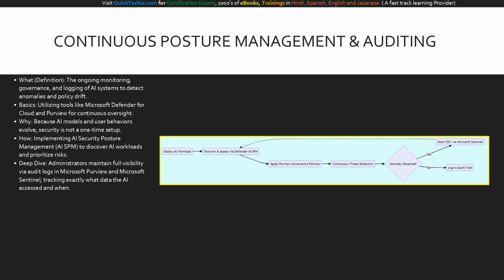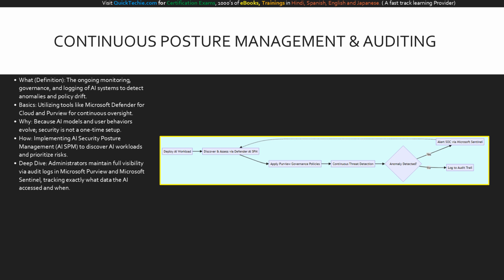Our final strategic consideration is that security is never set and forget. You must implement continuous posture management and auditing. What does this mean? It is the ongoing, relentless monitoring of your AI systems to detect vulnerabilities, shadow AI, and policy drift over time. The basics require integrating platforms like Microsoft Defender for Cloud and Microsoft Purview into your AI ecosystem. Why? Because the threat landscape evolves daily, and how your employees use AI will change.